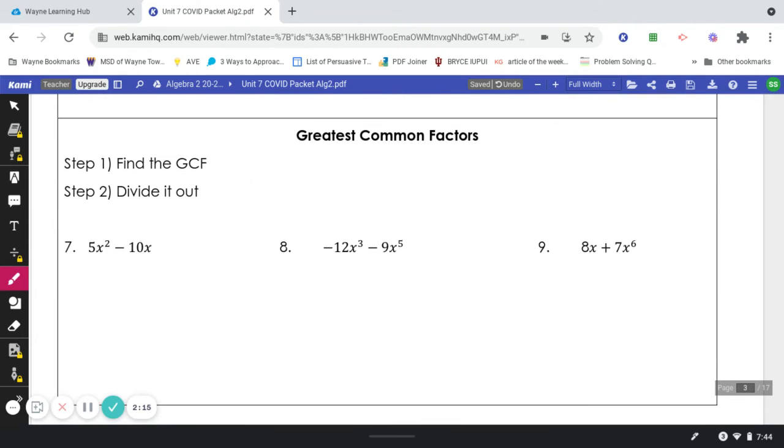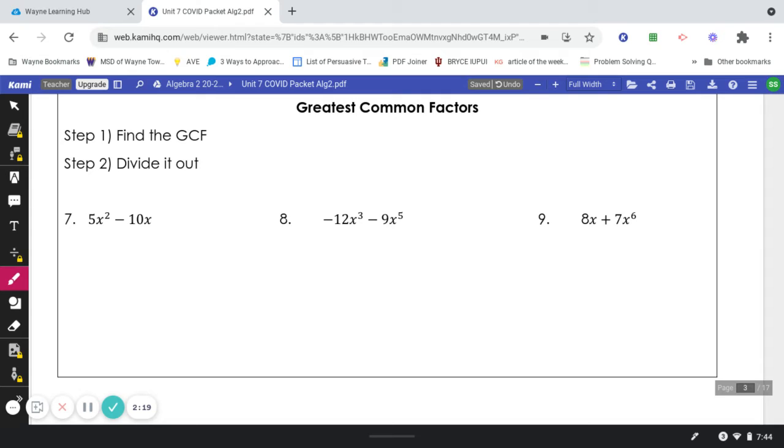The next part is called greatest common factors. We're going to start by finding the greatest common factor, which is the largest thing we can take out of both numbers. And then you want to divide it out and see what's left. So 5x squared and 10x, my greatest common factor, I know both of these can be divided by 5. And I know each of them has at least one x in it. I have x squared and an x, so I'm going to take out an x from each of them.